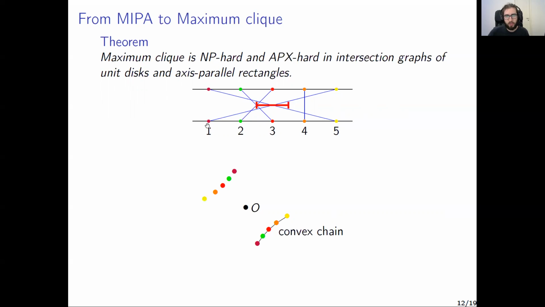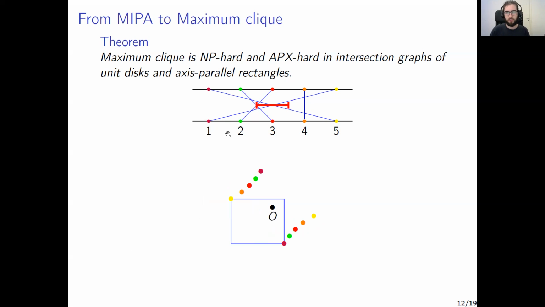So again, we consider these points here, 1, 2 to 5 below, and what we do is we put them in a convex chain like this, a convex chain pointing towards the origin. So okay, we just do that. And then we take the central symmetry of each point along the origin, and this is how we find the position of the 5 points that we have above. So here we have this central symmetry along the origin, and this is how I define the position of 10 points.